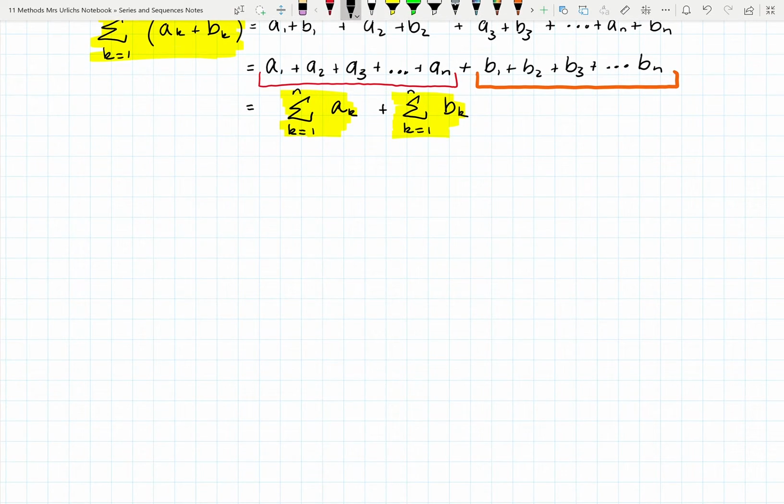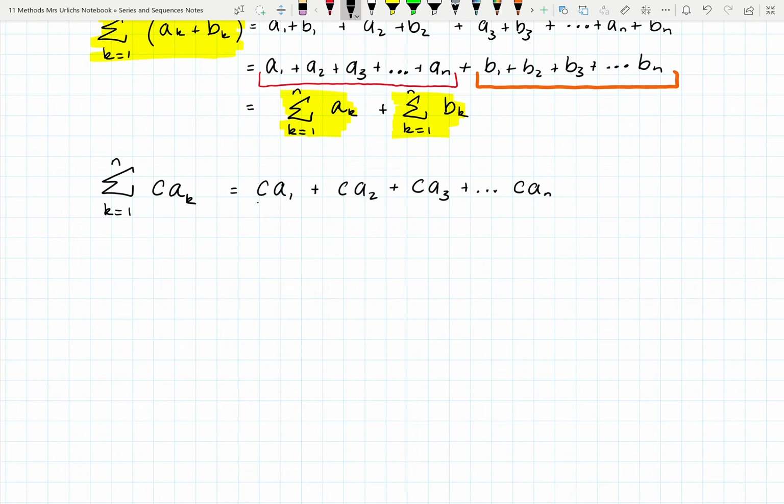The second property that we're going to have a look at is what to do when we've got a factor. So if we've got the sum from k equals 1 to n of c ak. Now what this means is ak is just any term involving k, and c is a constant multiplying that term. First of all, we spell it out term by term. So it's going to be ca1. c is not affected by any value of k, so it just stays there as a factor, plus ca2, plus ca3, all the way through to can.